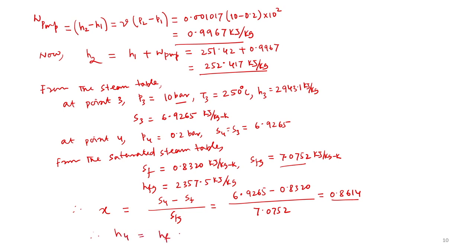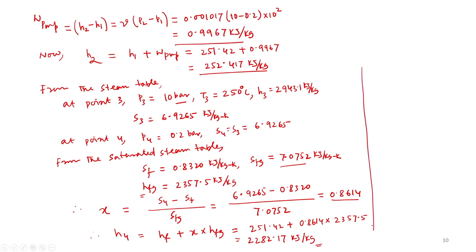If we know this, then we can find H4. Enthalpy at 4 is Hf plus dryness fraction multiplied by Hfg. This Hfg value is known to us and Hf we have already extracted: 251.42 plus x, which is 0.8614, multiplied by 2357.5. So, this is calculated to be 2282.17 kilojoule per kg, okay.